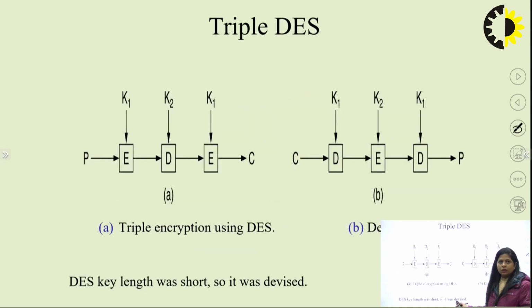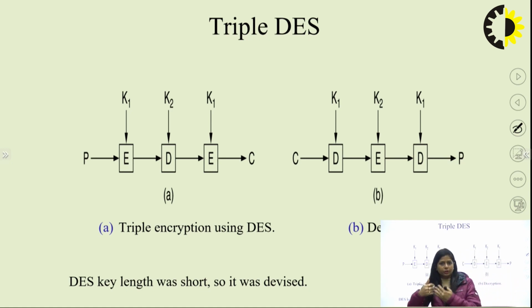Fine. So that was about the DES, right? To make it more secure, we have triple DES. That means instead of 2 times, 3 times we are doing, 3 steps are being followed. That means plain text is getting converted into encrypted ciphertext, and then again decryption, then again encryption.